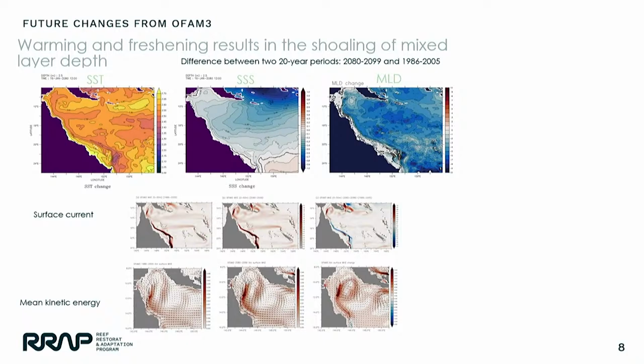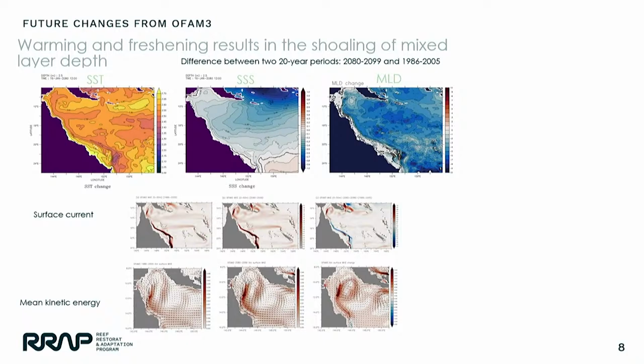And in the middle is the salinity, sea surface salinity. So the blue means it's freshening. On the right is mixed layer shallowing. Warming and freshening results in the shoaling of mixed layer depths, which is consistent with McWhorter's recent paper to look at stratification effect on insulating the mesophotic reefs from coral bleaching.